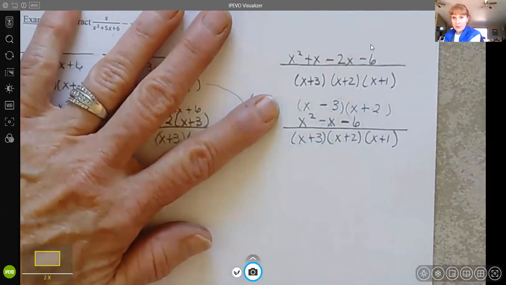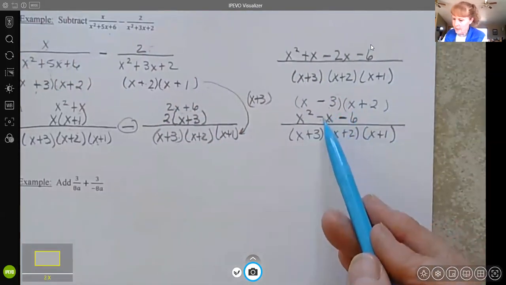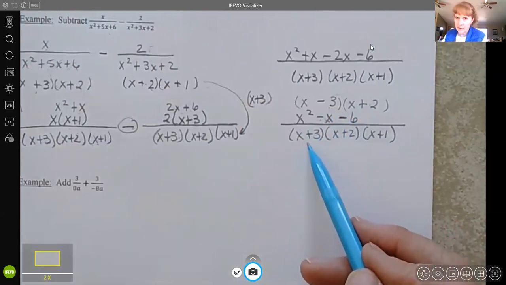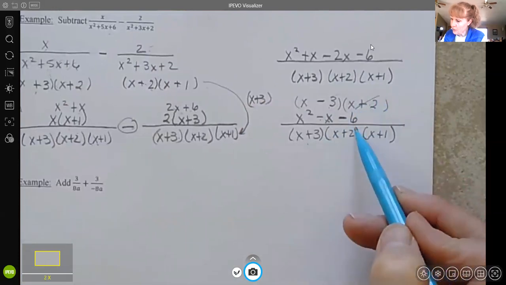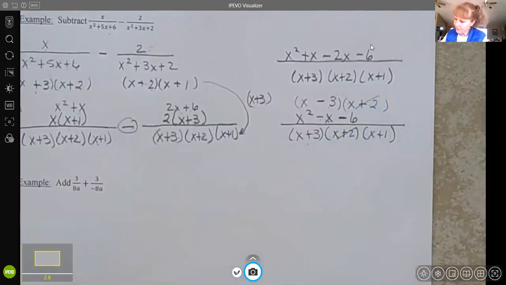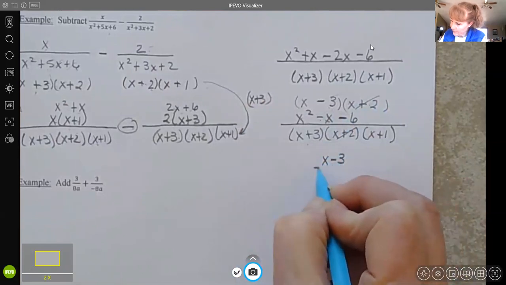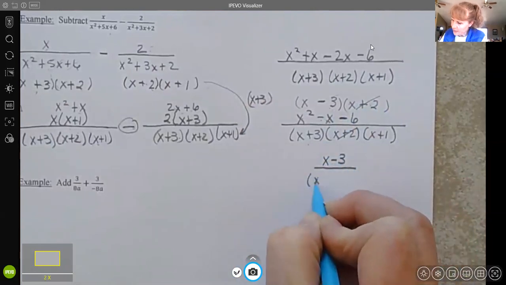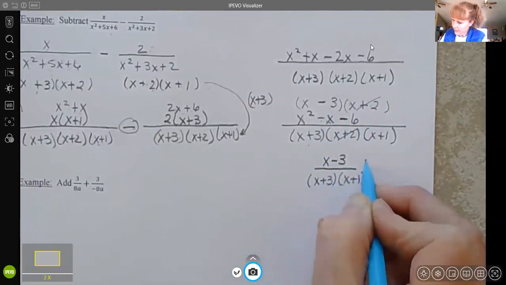So it did factor, and what can cancel? Well, this is x minus 3, and that's an x plus 3, so you can't. They're not the same. But these two x plus 2's will cancel. That leaves you with an x minus 3, x plus 3, x plus 1 as your answer.